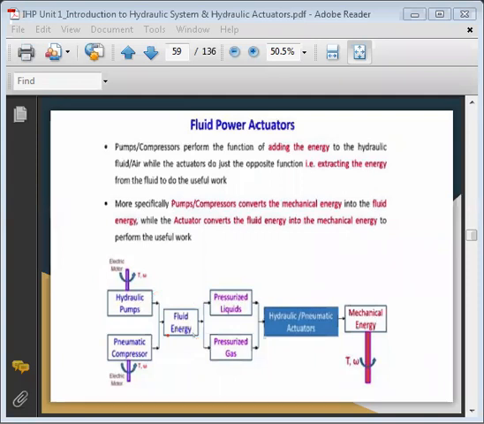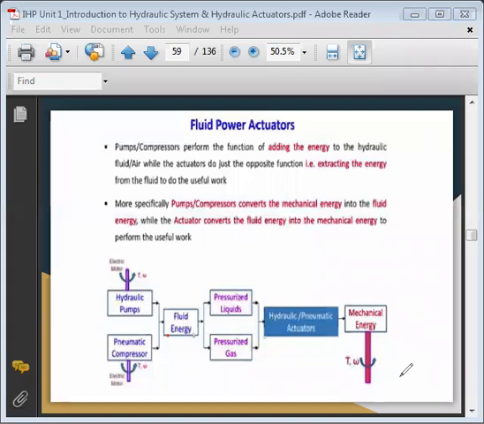So at the output we will get torque, or angular velocity. In case of a motor you will get the angular velocity. Again, if it is a cylinder, that actuator will be the linear cylinder or hydraulic cylinder. That time you are getting the force and the velocity. Okay, please remember, friends, these terms.